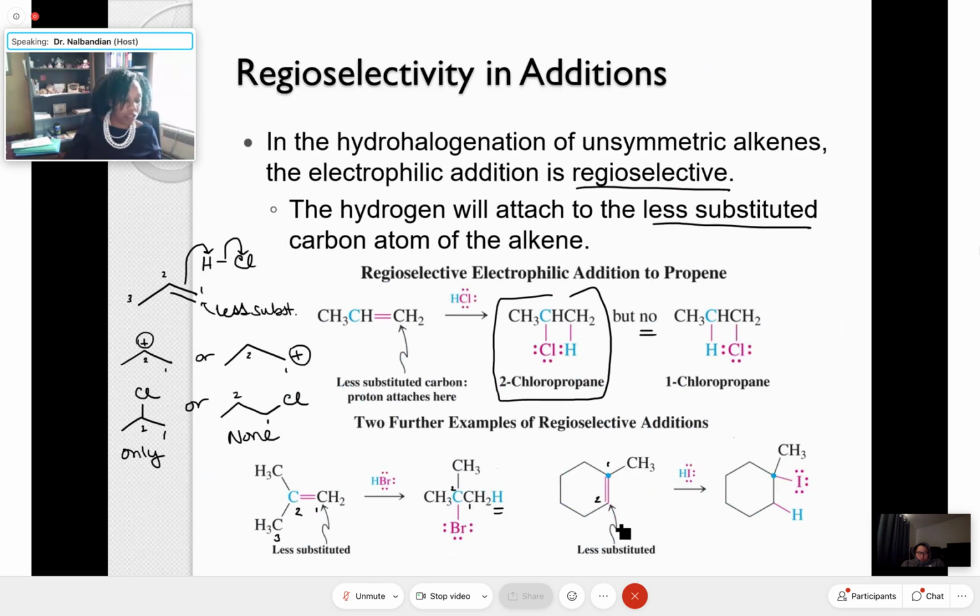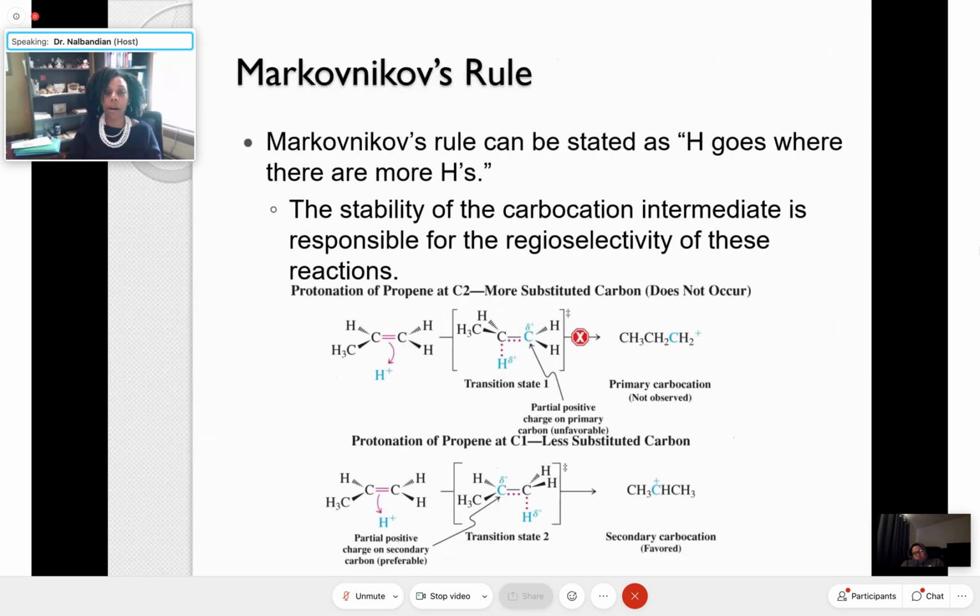So this is a regioselective reaction, and this follows a rule called Markovnikov's Rule. So what is Markovnikov's Rule? Well, simply we can say H goes where there are more H's.